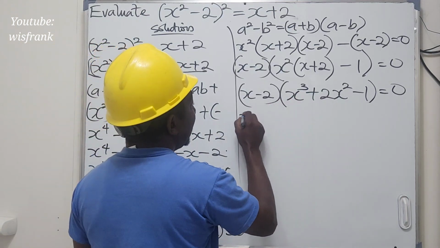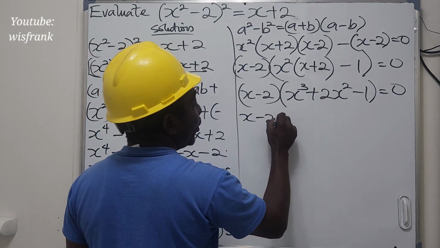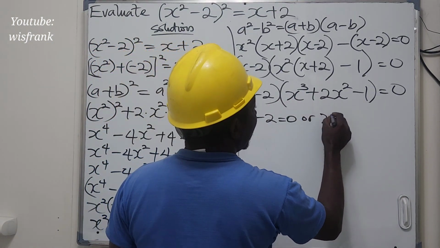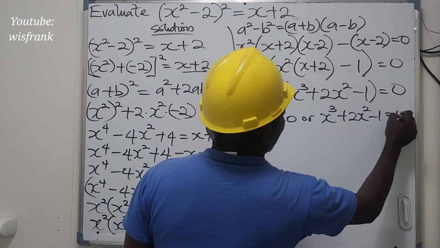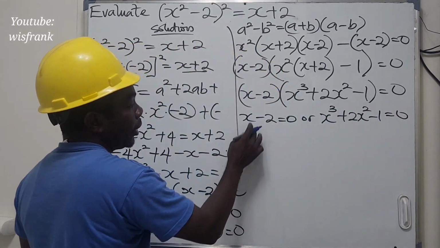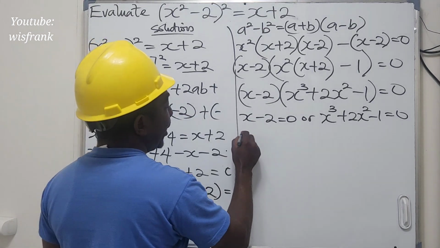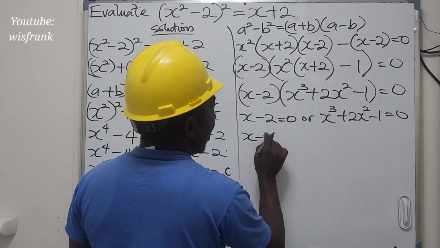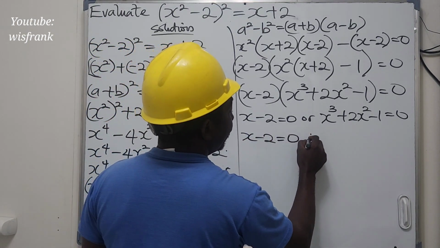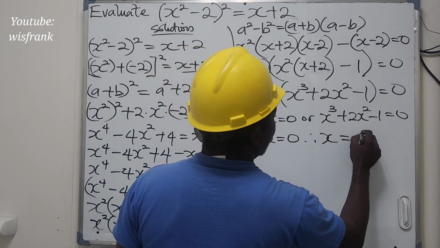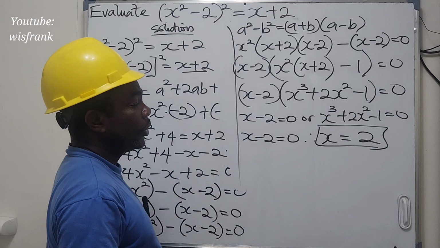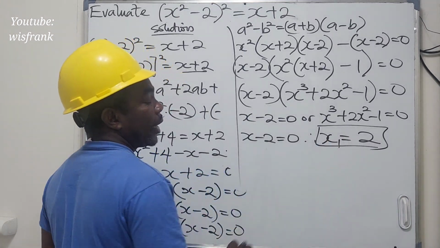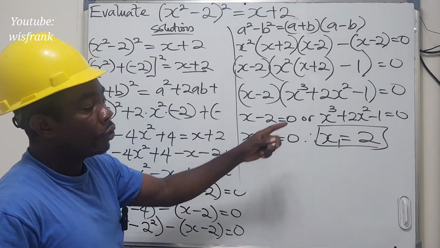It is either the first one equals to 0 or the second one equals to 0. So let's say x minus 2 equals to 0, or we have x to the power of 3 plus 2x to the power of 2 minus 1 equals to 0. In this situation, taking one after the other, x minus 2 equals to 0. Therefore, our x will be equal to 2 when minus 2 is transposed to the other side. So this is the first value of x that we have, x equals 2.